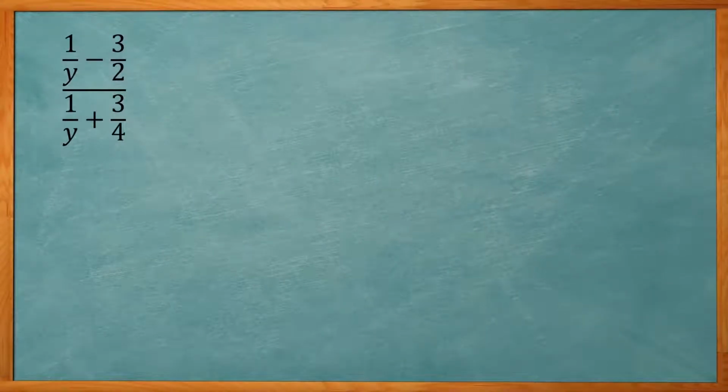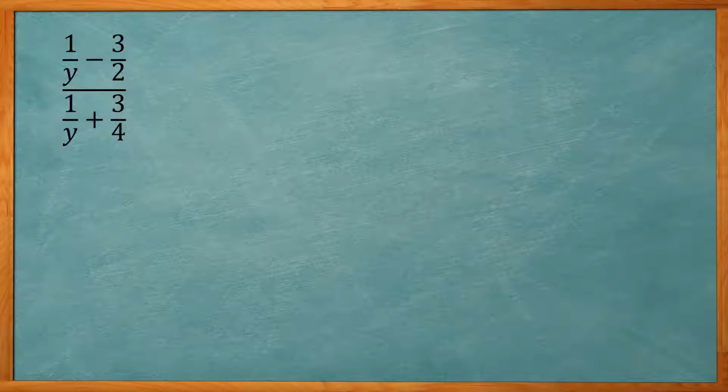So this is a complex rational expression. We got 1 over y minus 3/2 all divided by 1 over y plus 3/4. So we got fractions on top, fractions on bottom, fractions within fractions here. So the goal with most algebra equations with fractions in them, you want to get rid of the fractions. And you get rid of the fractions by multiplying by the common denominator. So that's the same thing we need to do here, multiply by the common denominator.